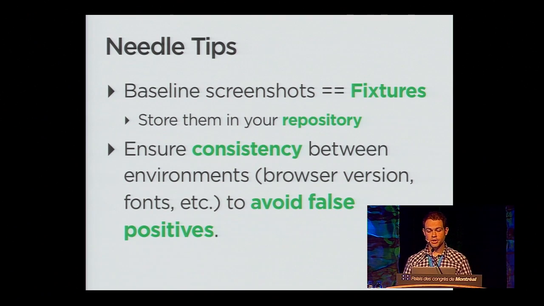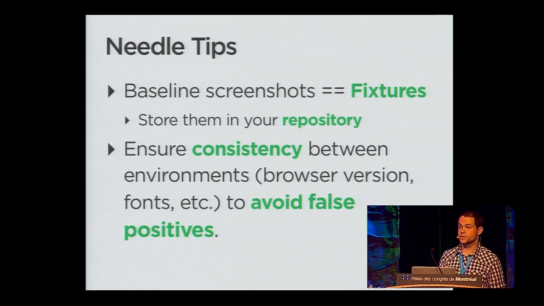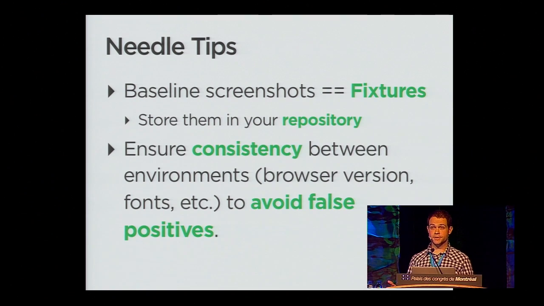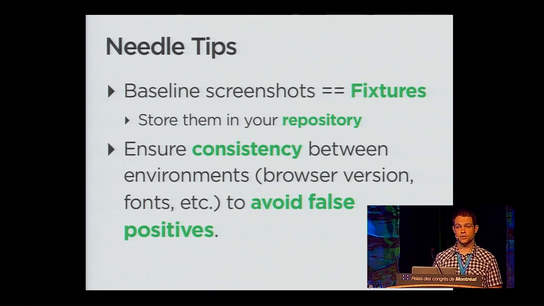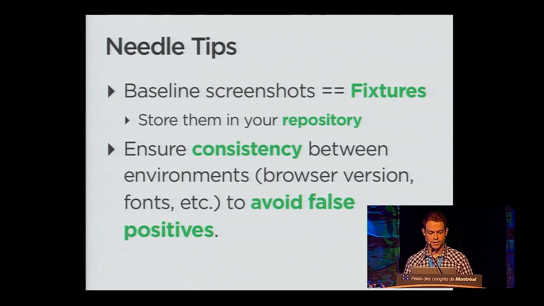It's also extremely important to ensure the consistency between different environments. If the CI server uses a different browser version or has different system fonts installed, for example, the page may not render exactly the same. So you want to be very careful that all environments use the same, and that can be done using configuration management systems like Chef, Ansible, Puppet, or Salt.